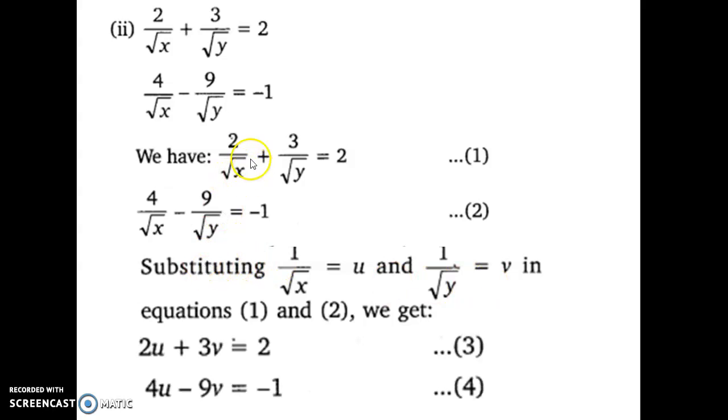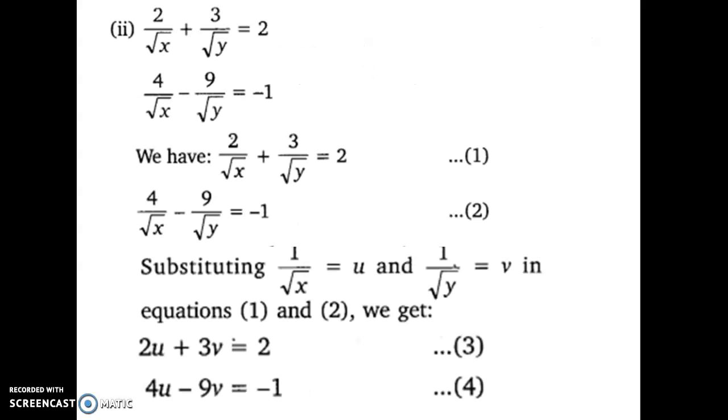2u. This 1 by root x only turned into u. So that means 2u, that's why it's written 2u here. 1 by root y is changed into v, so 3v equal to 2. Similarly the second equation, 4u minus 9v equal to minus 1. This is the fourth equation.